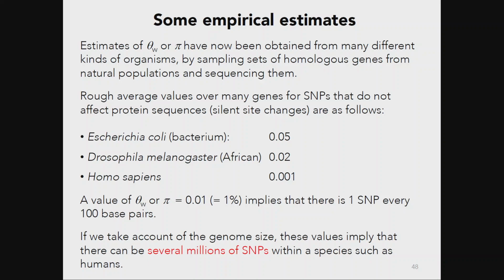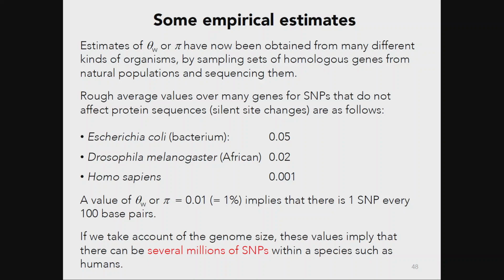And here in humans, you see that this is an order of magnitude smaller. So humans are less variable than fruit flies. 1 SNP position in a sequence length of 1,000 base pairs. So a value of zeta Watterson or pi of 0.01, 1%, implies that there is 1 SNP every 100 base pairs. So that's sort of what it means.